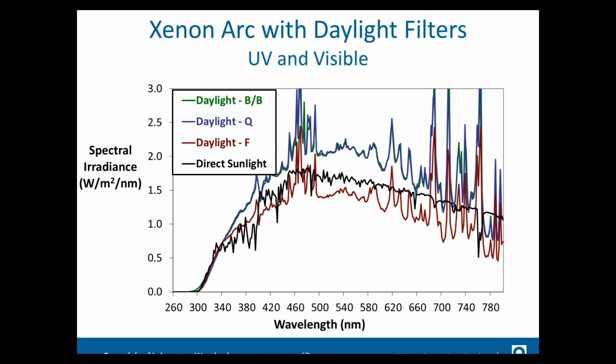Here's some examples of the daylight filters that QLab offers for their QSun xenon arc tester. And as you can see in that UV range that we're really interested in, particularly in the cut-on, they're all very close. But in the visible range, they stray a little bit. So part of that has to do with which filter you want to pick and how you control the test.